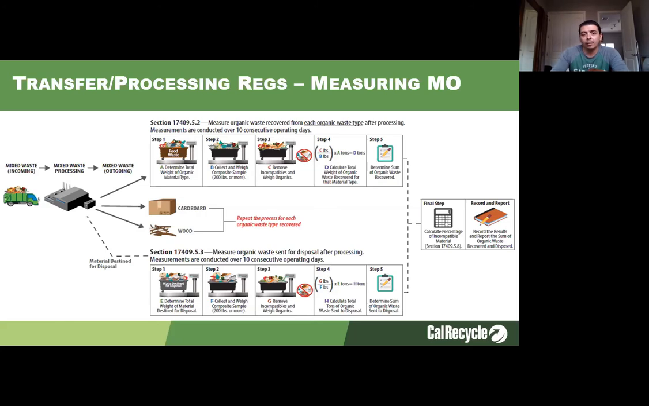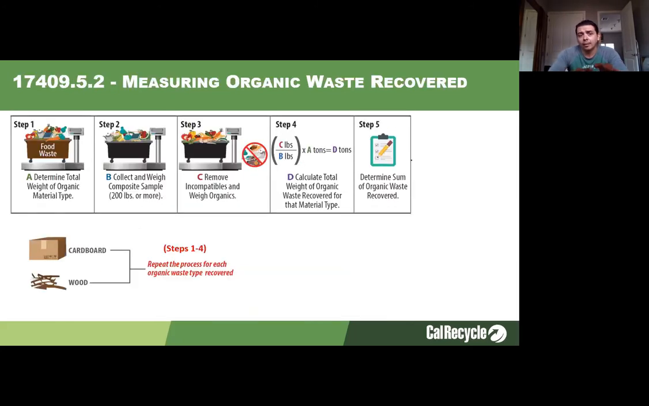So let's go ahead and go into this process in a little more detail. As I said, this process is done over 10 consecutive operating days each quarter. Starting with step one, the operators want to determine the total weight of organic waste for each material type leaving that facility. That's material for recovery, end use, or further processing. In this example, food waste, on the back end, after processing when that material is sent off site, the operator wants to know the total weight, since that's going to go into this calculation.